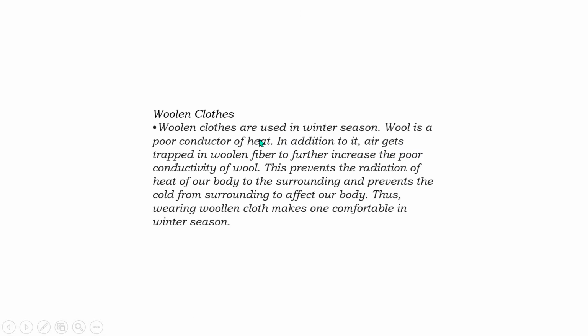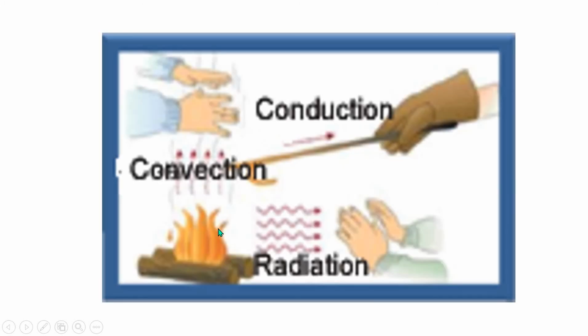Why do we wear woolen clothes? We use these clothes in the winter season. Wool is a poor conductor of heat. In addition to it, air gets trapped in the woolen fiber to further increase the poor conductivity of wool. This prevents the radiation of the heat of our body to the surroundings and prevents the cold from the surroundings from affecting our body. Thus, wearing woolen clothes makes one comfortable in the winter season.